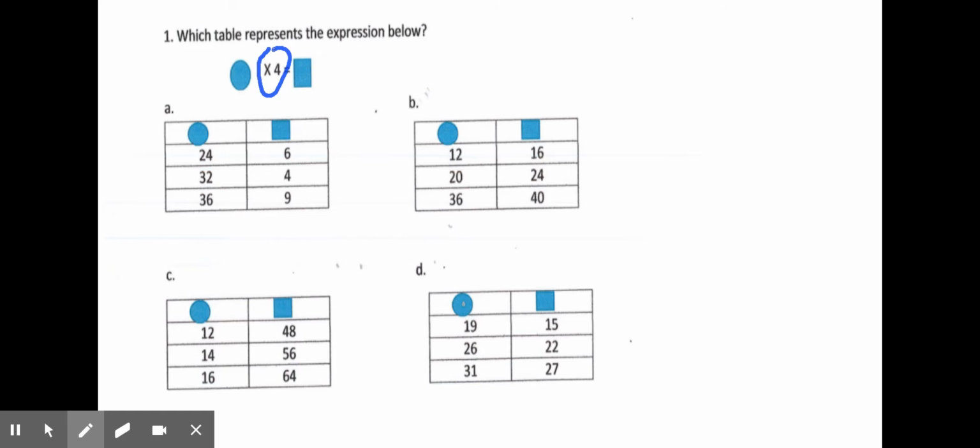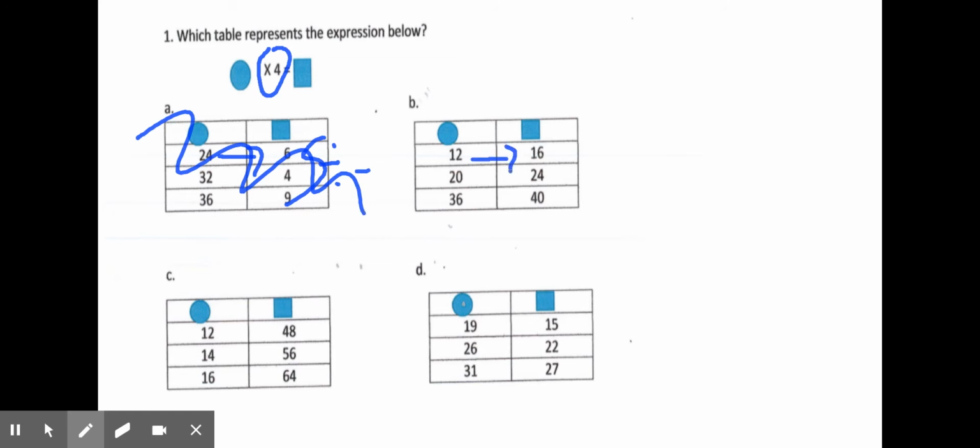So let me explain. Go ahead and draw your arrow to the right. Did I go to the big or did I go to the small? Well, I went from 24 to 6, so I went to the small. Well, that's division and minus. So there's no way this is going to be a times 4 chart. So that's what I mean. You can already get rid of some because they're division and subtraction charts.